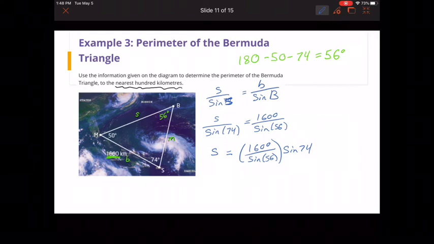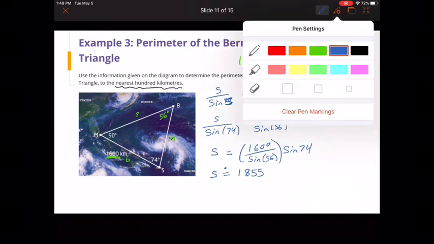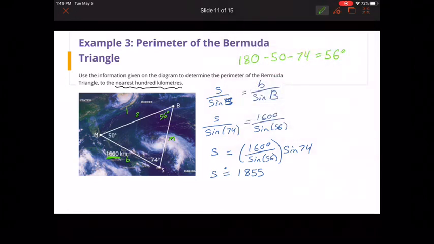So you can do it in two separate bits, but don't round them if you're doing it that way. You should be learning how to use the brackets on your calculator so that you can put it in similar to what's going here. So side S is approximately, rounding to the nearest kilometer, 1,855 kilometers.